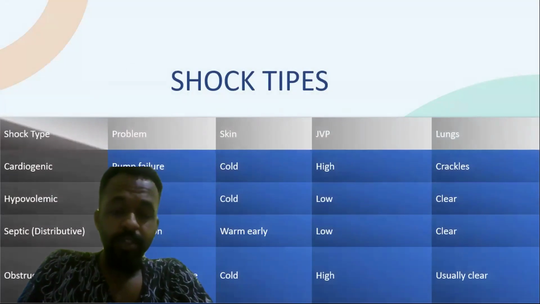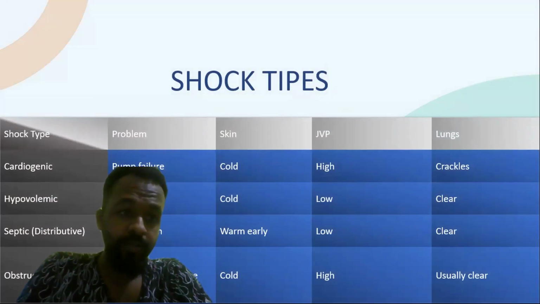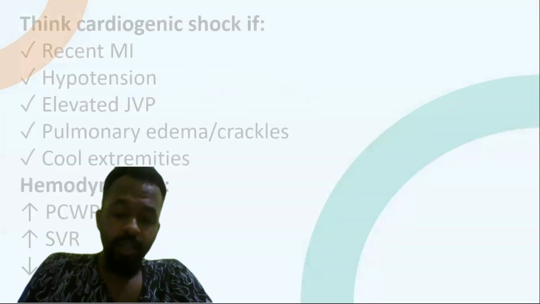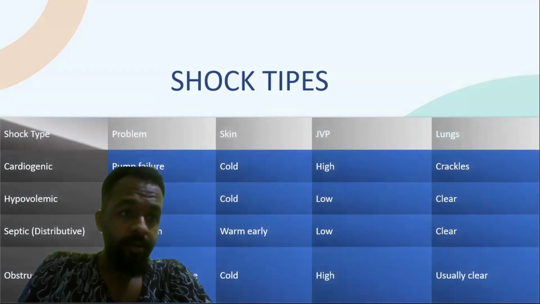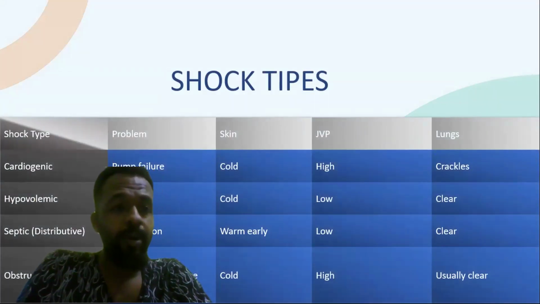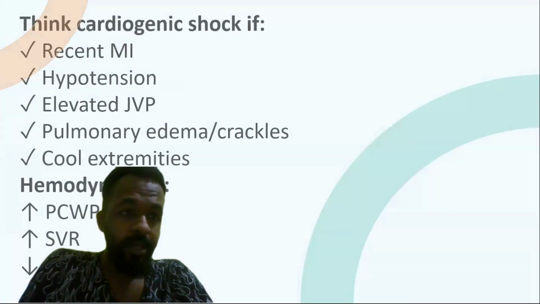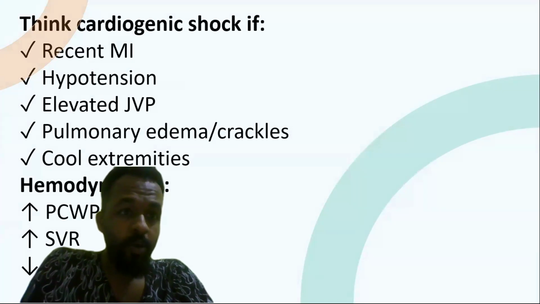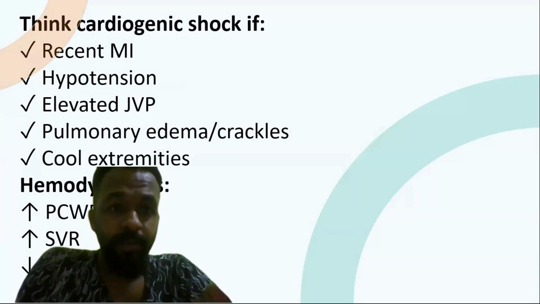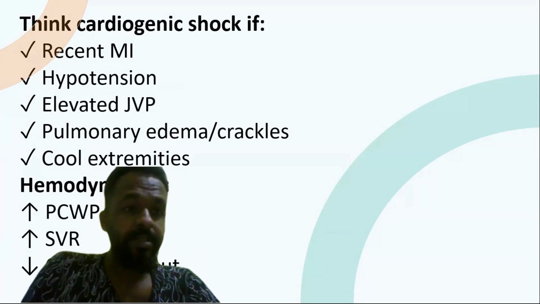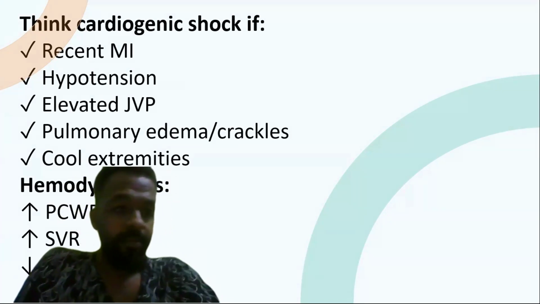So this is a summary of all types of shock in one table. These are high-yield clues. STEMI plus hypotension plus pulmonary edema, think cardiogenic shock. Hemodynamically, cardiac output is decreased, and pulmonary capillary wedge pressure is increased because blood backs up into the lung, and systemic vascular resistance rises as a compensation.